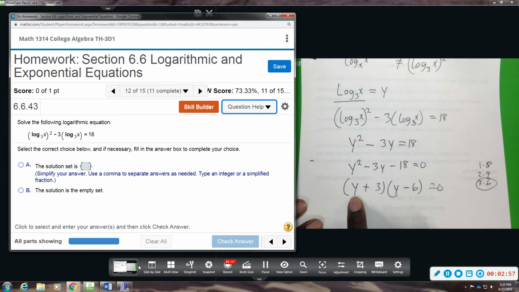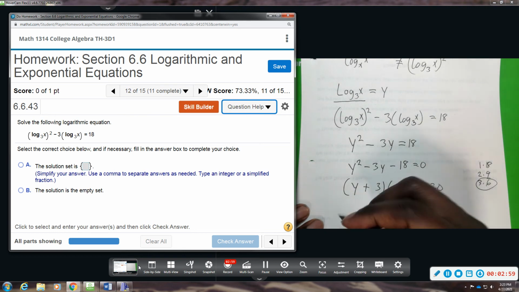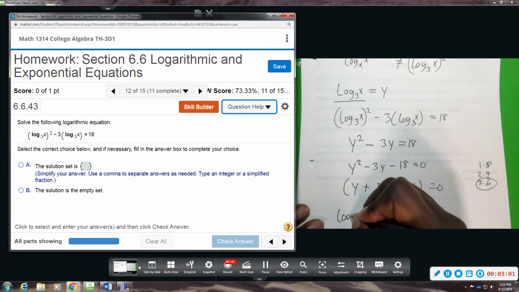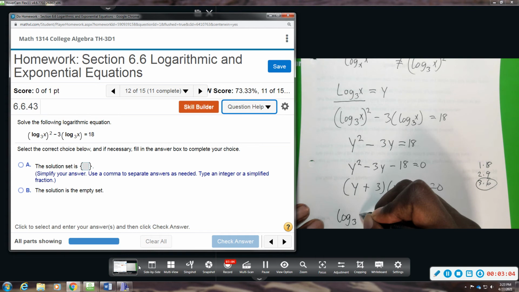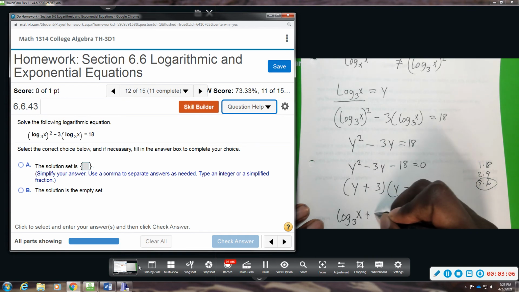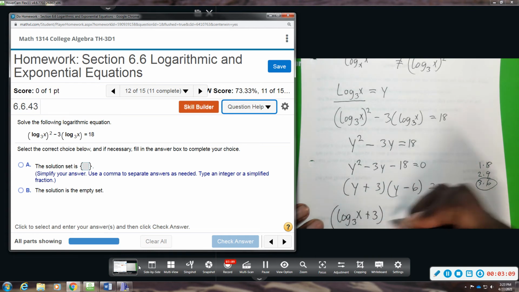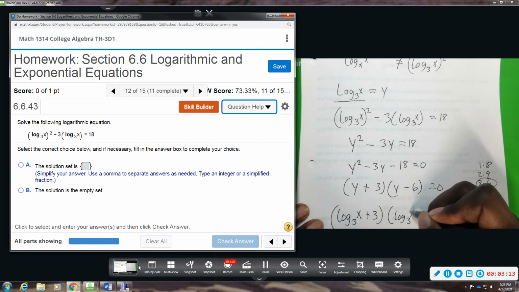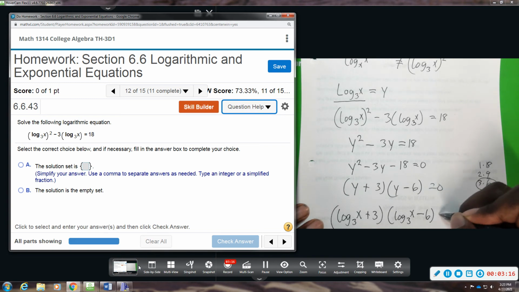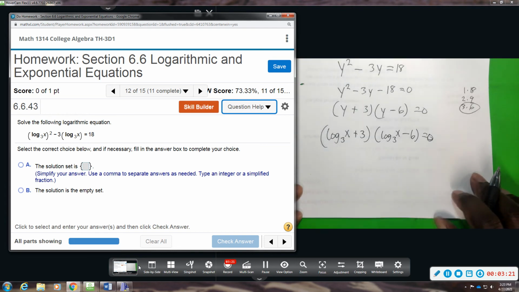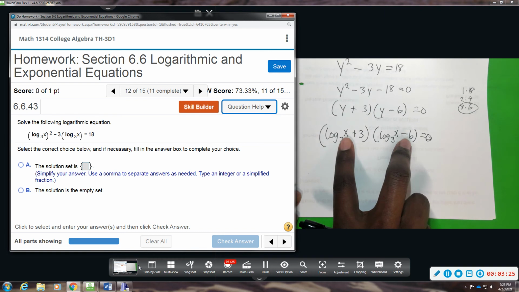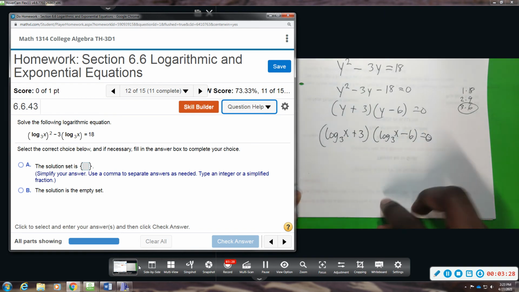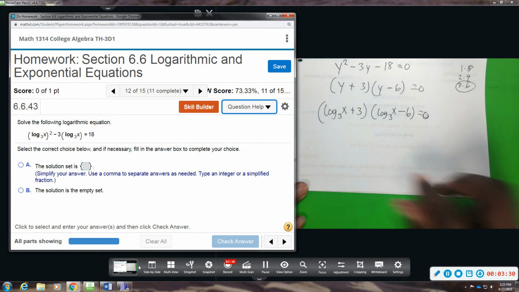So this is now log base 3 of x plus 3. This is that factor, and this is now log base 3 of x minus 6 is that factor. We will still set both factors equal to 0, and then we'll be able to solve two separate log expressions and get two different answers. And then we've got to check to see which one works.